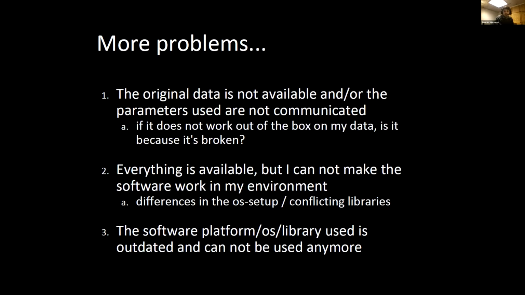But that's not all. Even if you have all of that, and you want to, for instance, replicate a result, you might not have access to the original data. Also, the parameters might be missing. So you would have to test on your data, but okay, if it doesn't work, does it mean it's broken, or it's just because the data doesn't fit the initial hypothesis that was used to make this workflow?